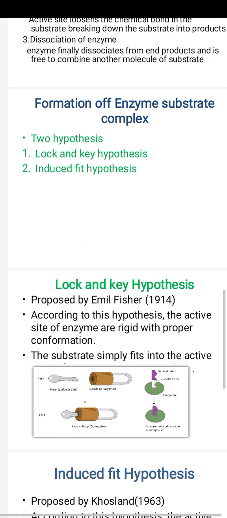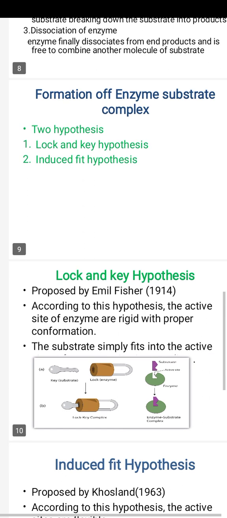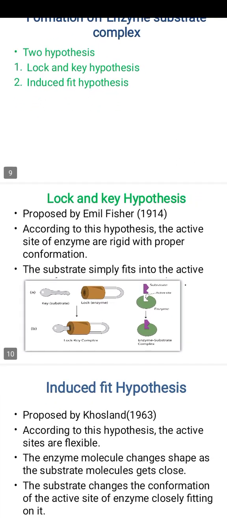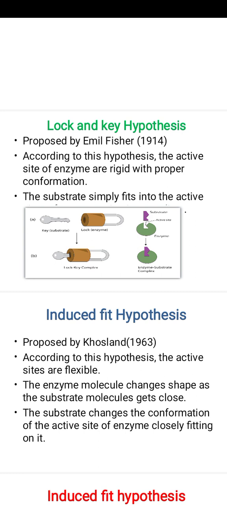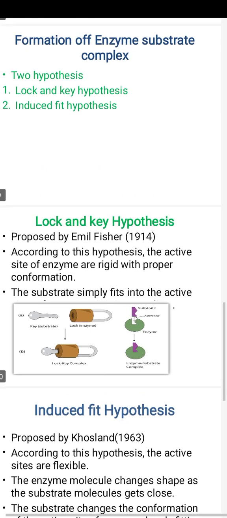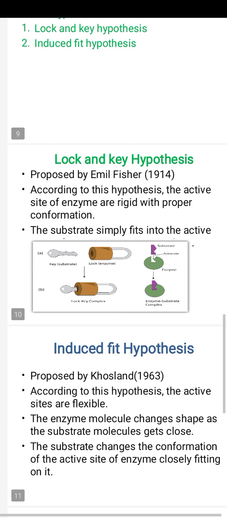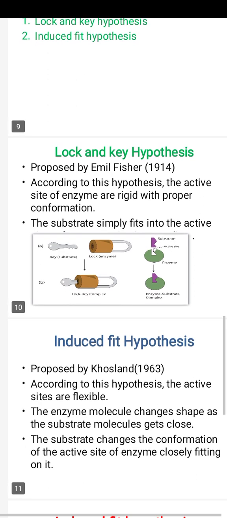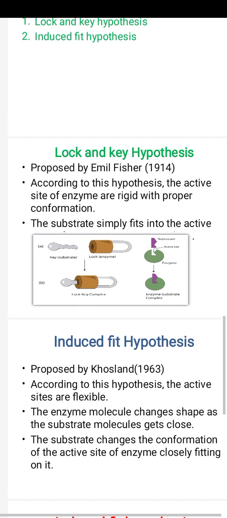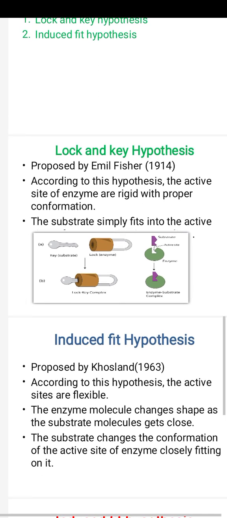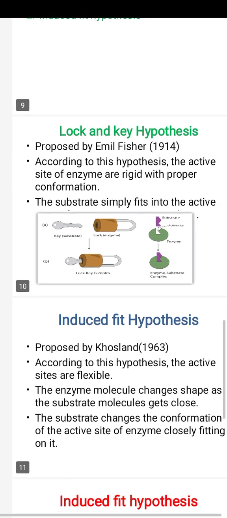There are two types of hypothesis in that: the lock and key hypothesis and the induced fit hypothesis. In the lock and key hypothesis, according to this hypothesis, the active site of the enzyme is rigid with proper conformation. The substrate simply fits into the active site. This lock and key hypothesis was proposed by Emil Fischer in 1894. Look at that picture. This is the lock and key complex. The substrate gets fixed into the active site of the enzyme and forms an enzyme-substrate complex.